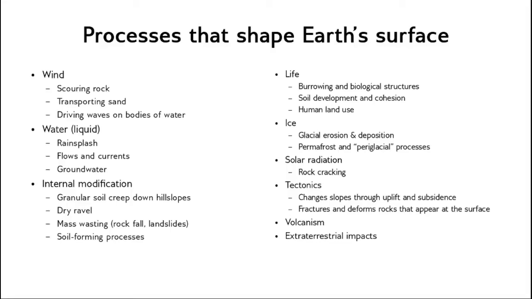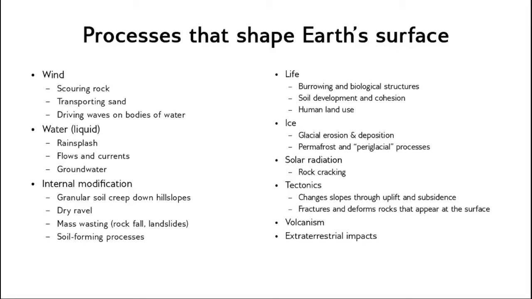Solar radiation can crack rocks, especially in desert environments. Tectonics can uplift mountain blocks or drop down basins, changing land surface slopes and causing there to be zones of net erosion or net deposition as the rivers catch up with tectonics changing the landscape. And tectonics also fracture and deform rocks, breaking them down sometimes into smaller chunks that rivers and glaciers are much more capable of moving. Of course, there's also volcanoes, building topography themselves, extraterrestrial meteorite impacts, and I'm sure there are more. But this just gives you some idea.